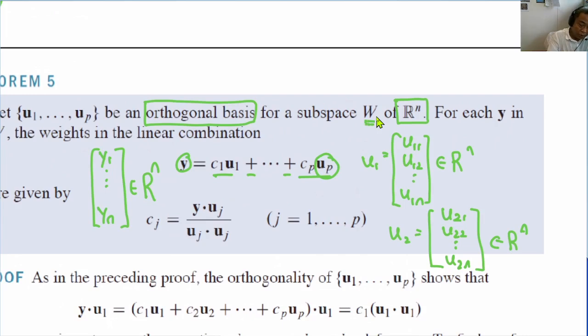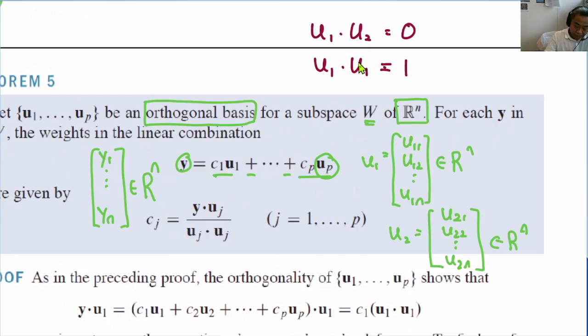What does orthogonal mean? It means u1 dot u1 is equal to 1, and u1 dot u2 equals 0, and the dot stands for the inner product or the dot product.